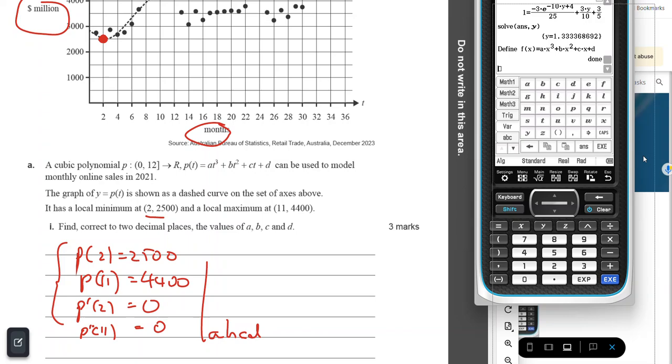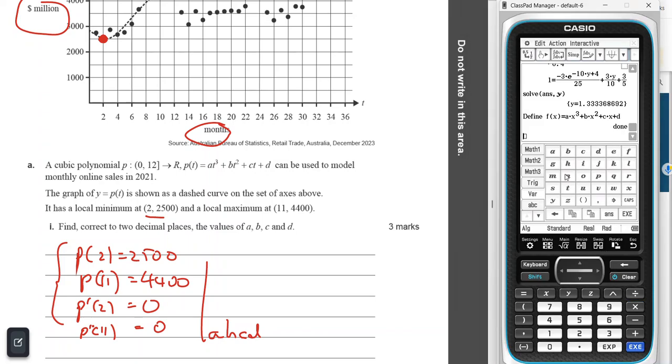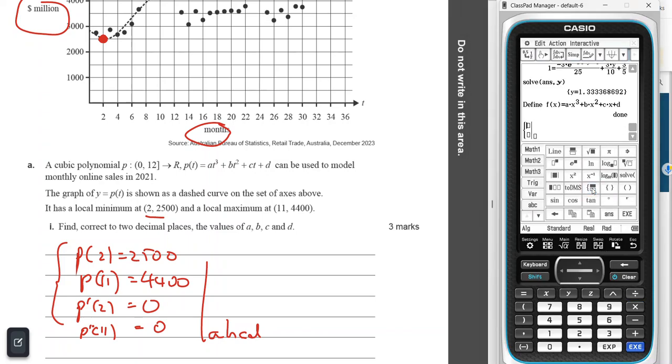Okay, so if I bring up Math 1, simultaneous equations, touch it 3 times, I'll get 4 lines. I'm interested in my f of x, so I'll copy that and paste, paste, paste, paste.